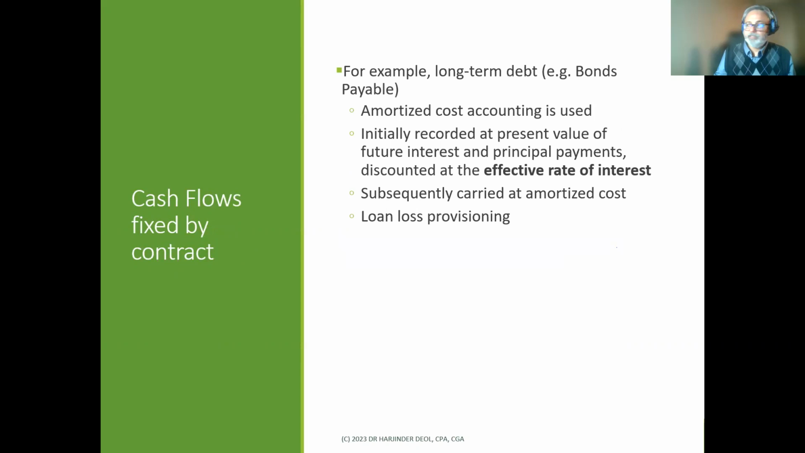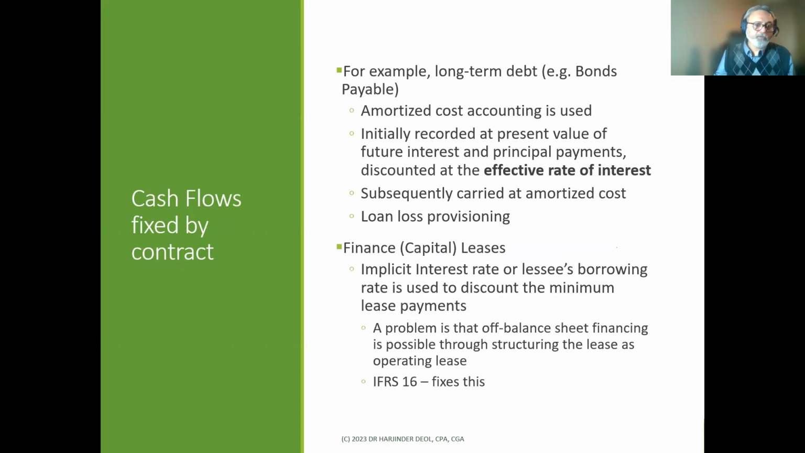For cash flows that are fixed by contract, for example, long-term debt and leases, we report those amounts on the balance sheet, and especially the liabilities are reported at historical costs, or rather amortized costs. If there's any discount or premium embedded, that discount or premium gets written off over time, adjusted into the interest expense, and that is done for IFRS using the effective interest rate method.